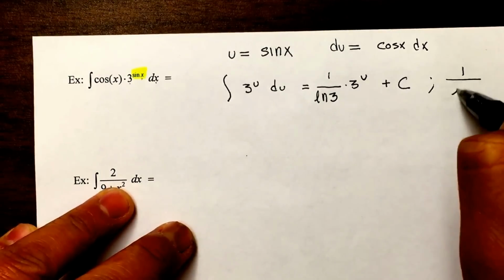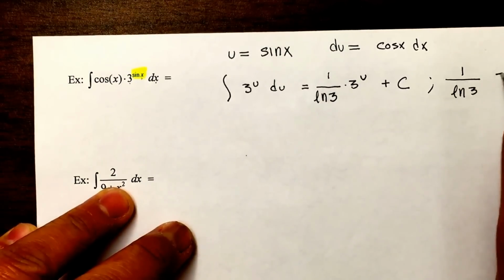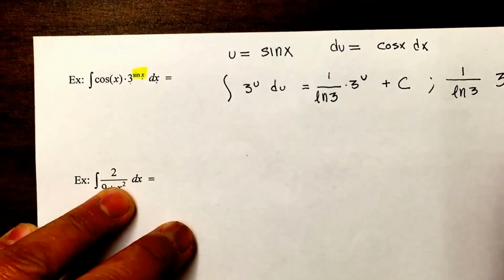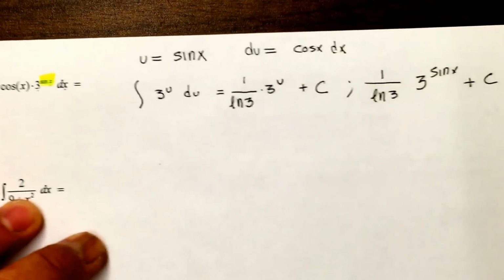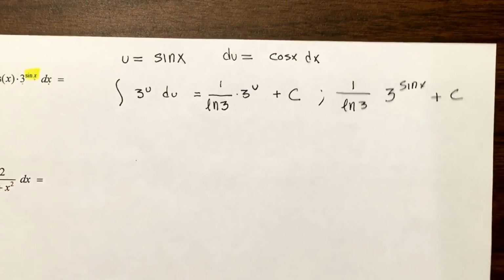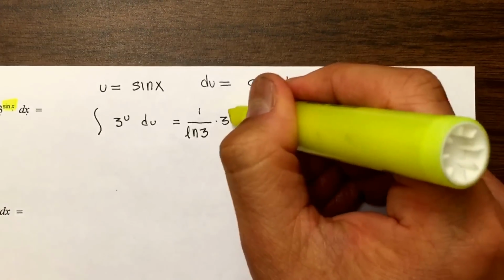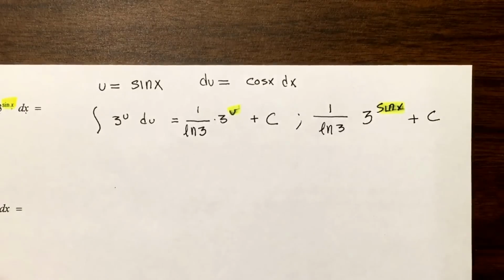Now to finish off this problem, we will need to plug in what u is. So u is sine of x. So plug that in and we're done. So it should look like that. Okay? I just replaced u with sine of x.